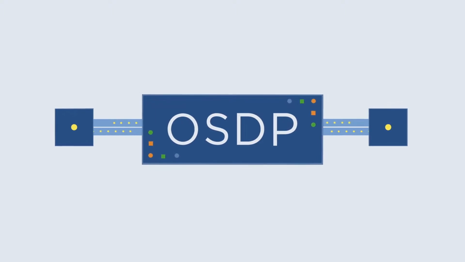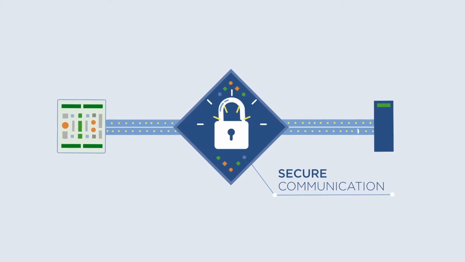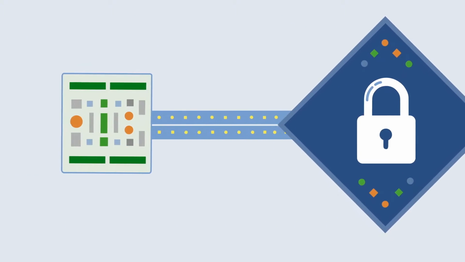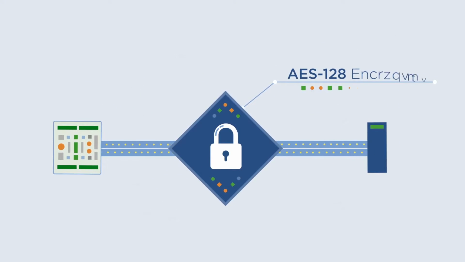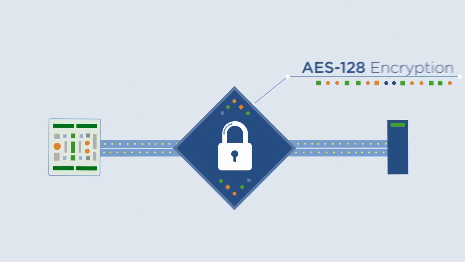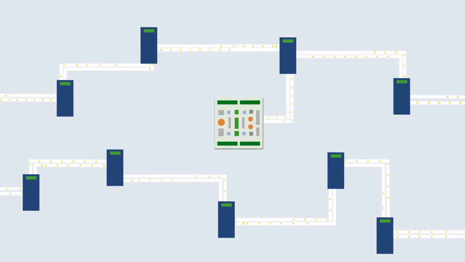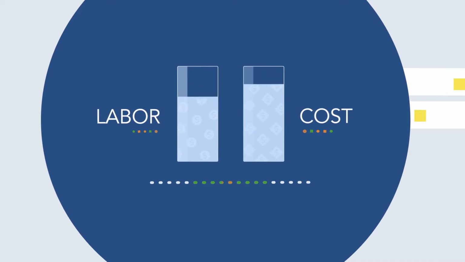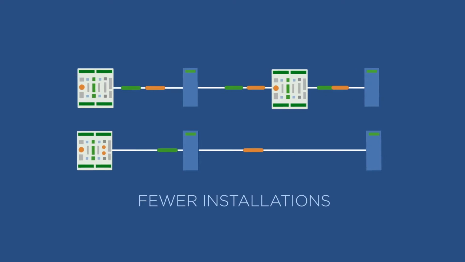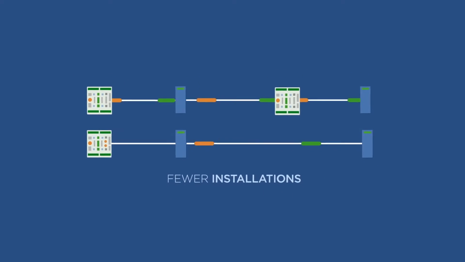OSDP allows access control systems to create secure communication between card readers and door controllers by supporting high-end AES 128 encryption. By using just 2 data wires for connecting card readers, door strikes, and alarm contact functions, OSDP reduces labor and material costs. It also allows for 10 times the distance between devices, meaning fewer installations.